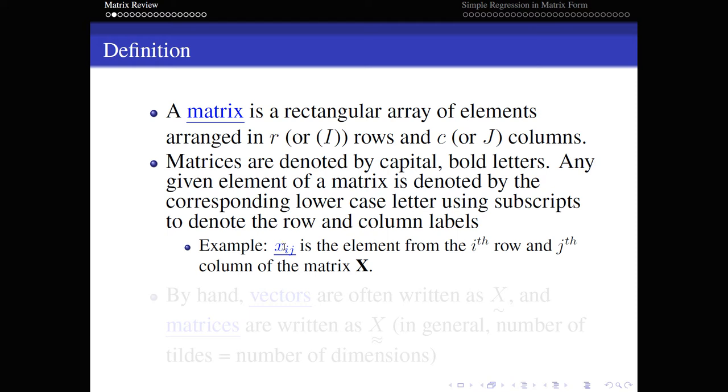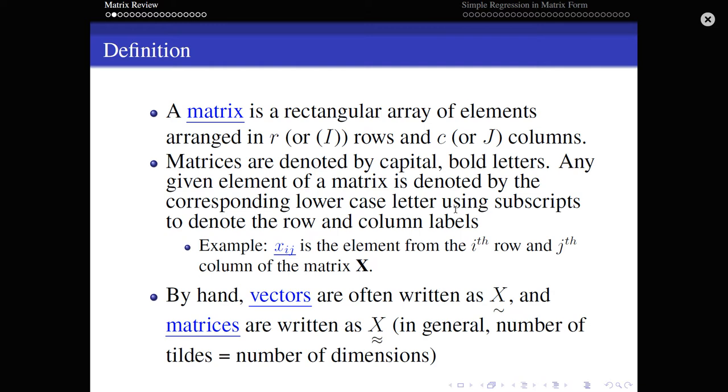And because it's a lowercase with indices, this lets me know that this is actually an observation from this larger matrix. So this lowercase x and this capital bold X are connected. Capital bold X is the matrix X. Lowercase x sub ij is the ith row, the jth column observation from that matrix.